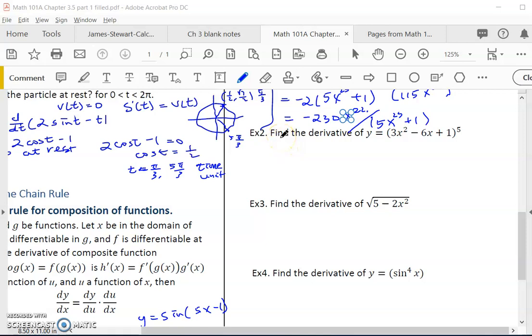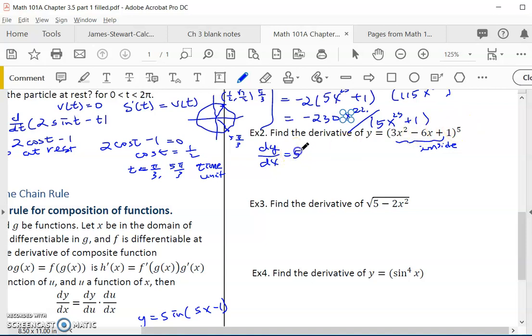So earlier we introduced the general power rule. That means if you can write g of x, the inside function, as a power, then you apply the general power rule to find dy/dx. Say, for example, y equals 3x squared minus 6x plus 1 to the 5th power. You can see that this is the g of x that we talk about, the inside one. And the general power rule says just treat it as g of x to the 5.